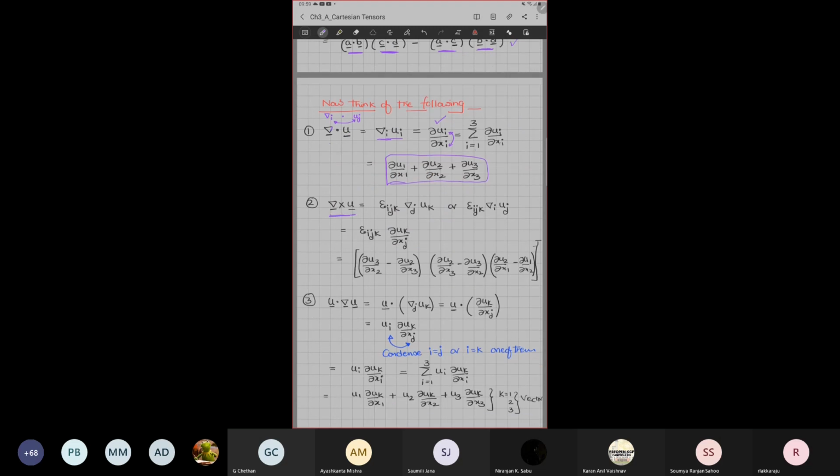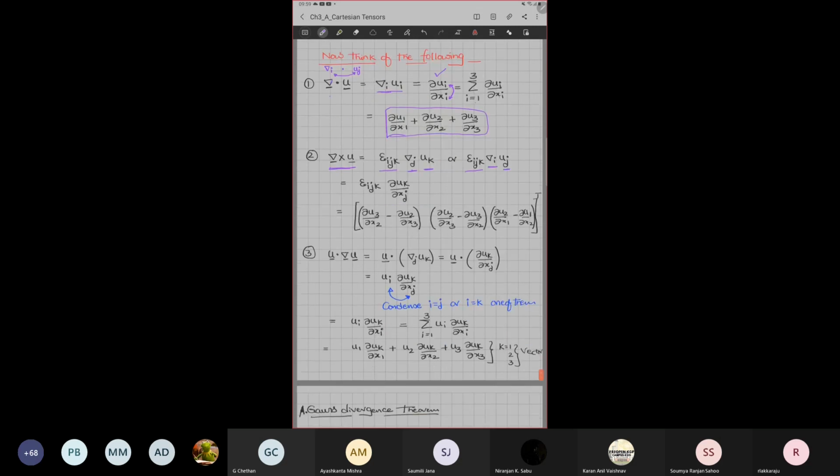Let us look at one more example. Del cross u is epsilon ijk del j uk. This is the way the cross product is defined. One can also write epsilon ijk del j uk. I can always write epsilon ijk del i uj also, so that the free vector will be k here. Here the free vector will be i. It's just the index varying, whether i is equal to 1 to 3 or k is equal to 1 to 3. That's the only thing. So epsilon ijk del j uk is del uk by del xj. That is what we are writing here: epsilon ijk del uk by del xj.